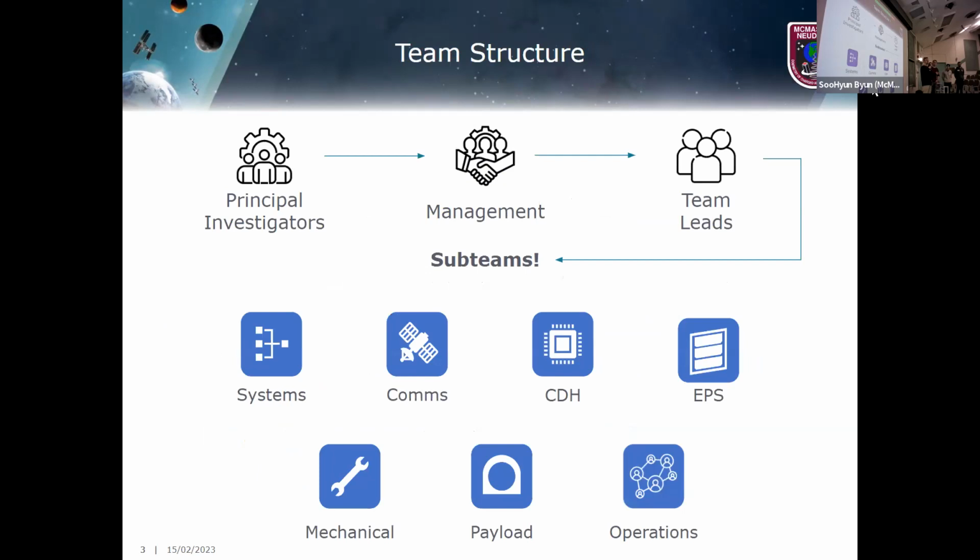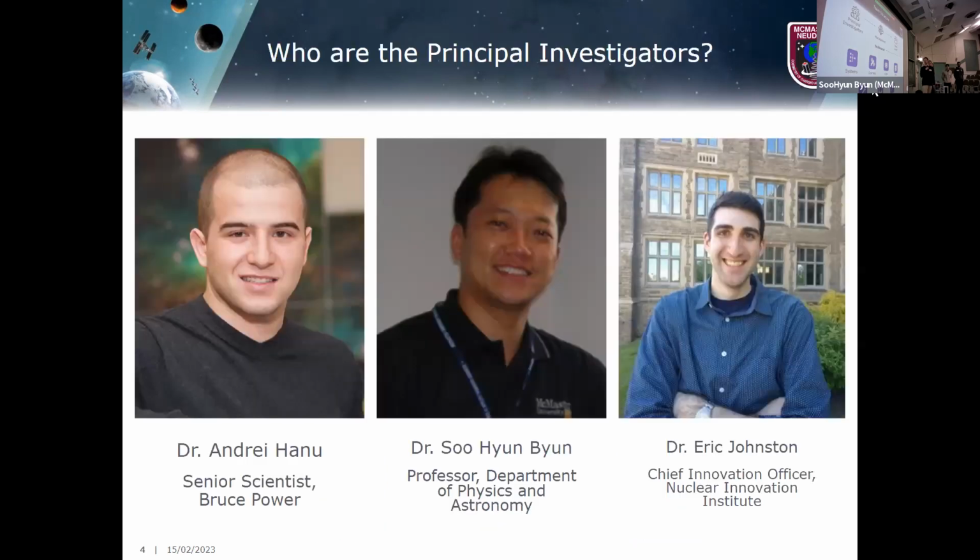So just a little bit about our team structure. Led by our principal investigators, and then the principal investigators lead our management team, and the management team leads our team leads. We have sub-teams for this massive project. You can see here we have 7 sub-teams listed: the systems team, comms team, CDH team, which is the command and data handling team, the electrical power system team, the mechanical team, the payload team, and the operations team. We're going to go briefly into what each of these teams do a little bit later.